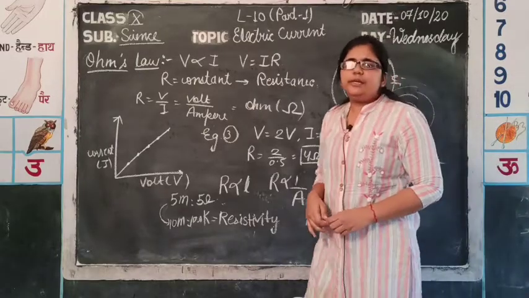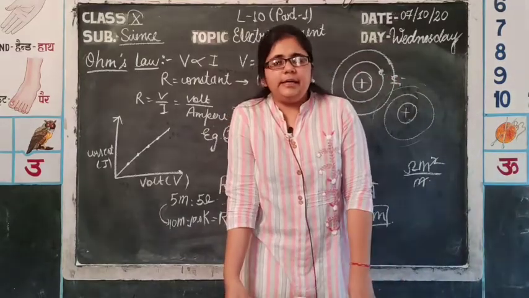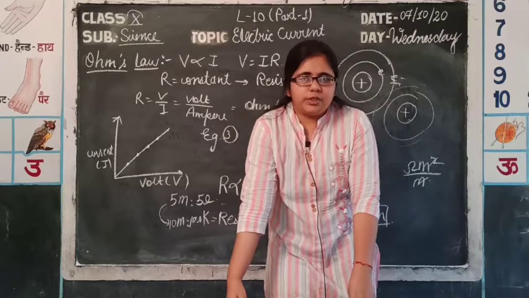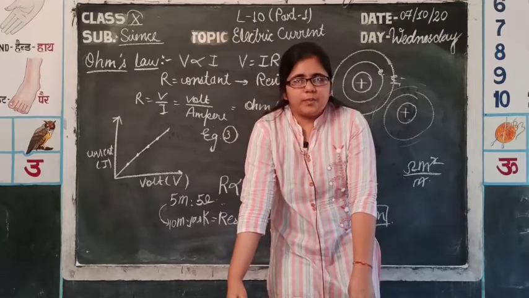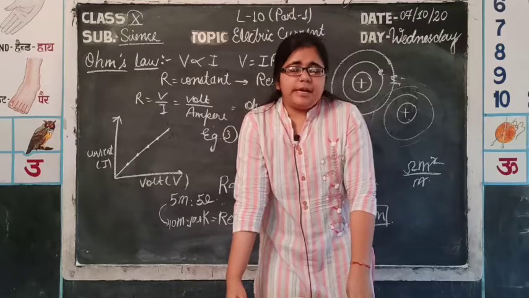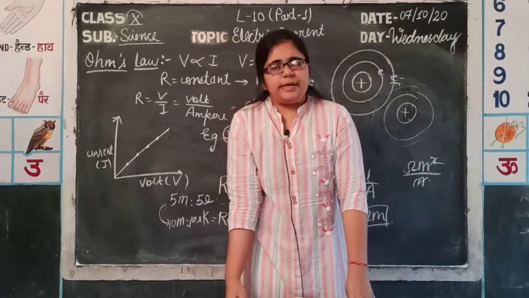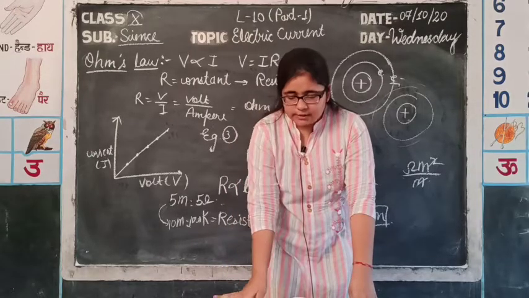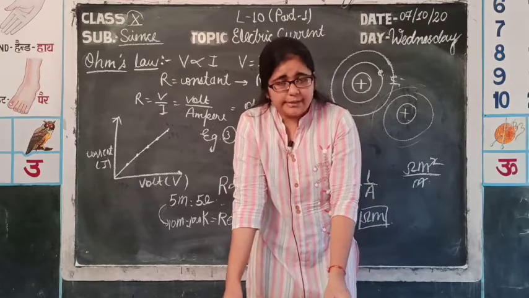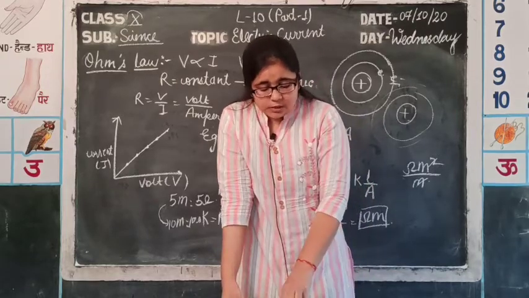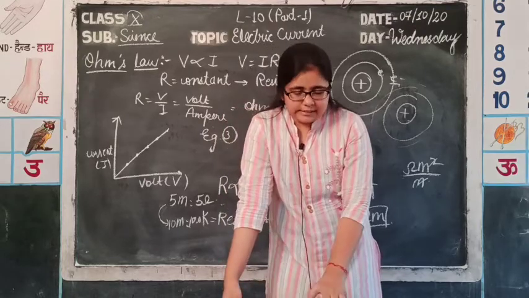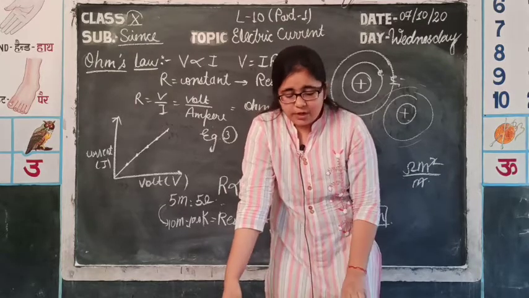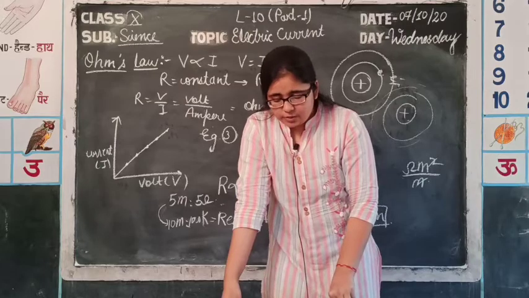Resistivity does not depend on the dimensions of a wire, that is length and area of cross section, but resistance does, as resistance is directly proportional to the length of the wire and inversely proportional to the area of cross section. Resistivity depends only on temperature and on the material of the wire. But resistance depends on length, area of cross section, temperature and the material of the wire. So, first we have discussed the units of resistivity, resistance and the dependence of resistance on length and area of cross section. Now, we will discuss the dependence of resistance on temperature.